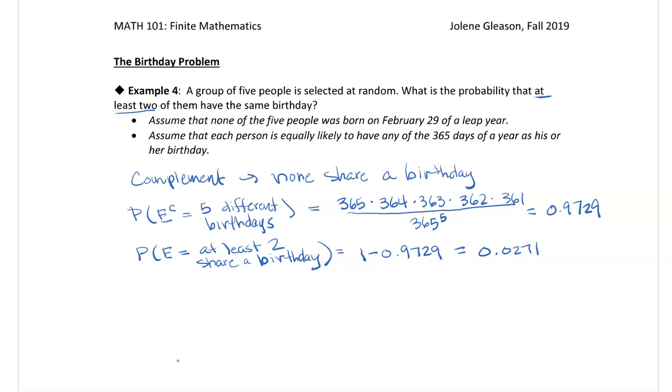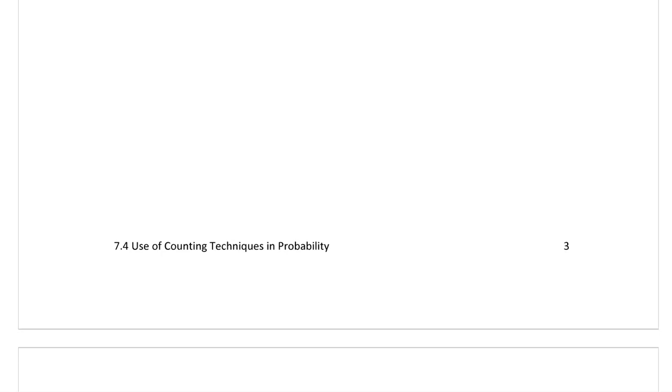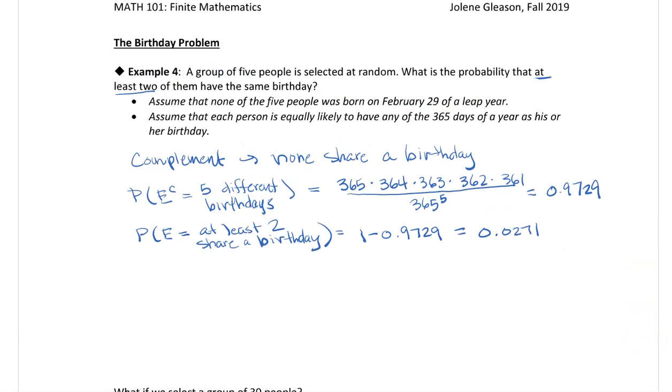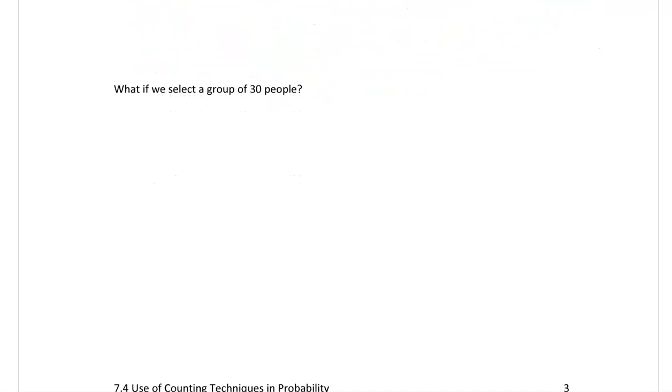So why is this such a famous problem? Because this particular result does not seem particularly remarkable. But let's take a look at what happens. I'm going to scroll down here a little bit. Now what if we look at 30 people? This is a little bit more interesting. Let's look at the complement just like we did above. What's the probability of 30 people all having different birthdays?